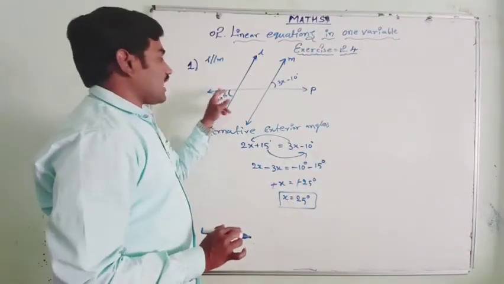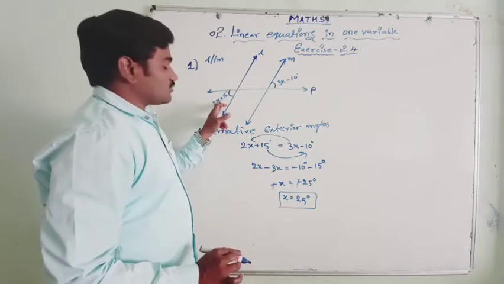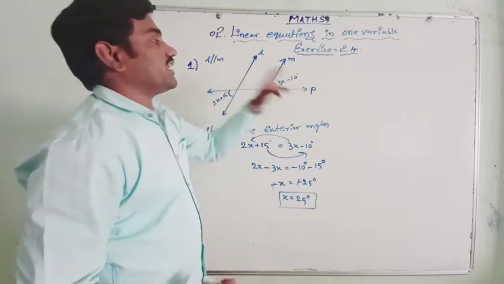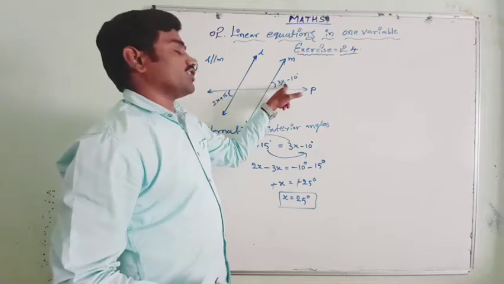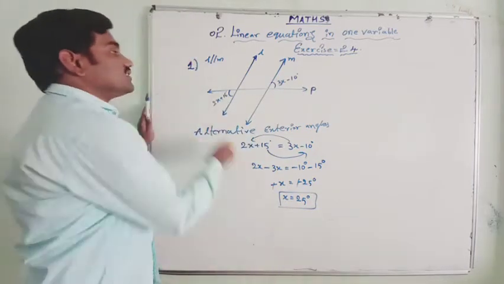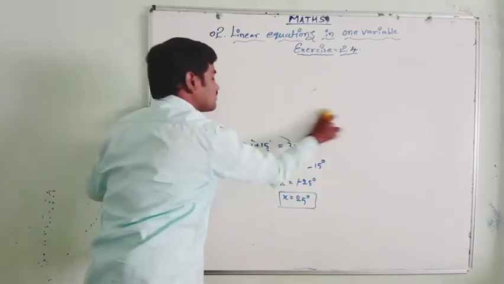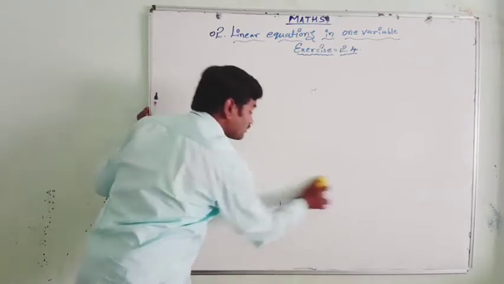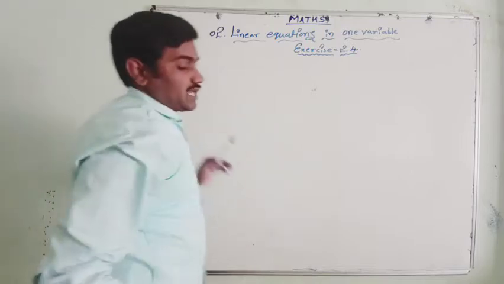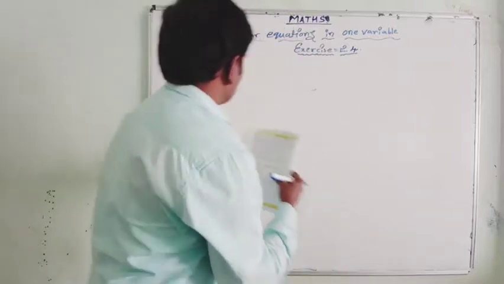So what will be the total angle here? In the place of x you substitute 25: 2 into 25, 50 plus 15, that is 65. Here also we get 65 only: 3 into 25, 75 minus 10, that is 65. So both angles are equal. These angles are known as alternate exterior angles. Alternate interior angles are equal, alternate exterior angles are equal, corresponding angles are equal, vertically opposite angles are equal. This I already told you in the introduction class of lines and angles. So if you have not seen that video, you can go and watch it.